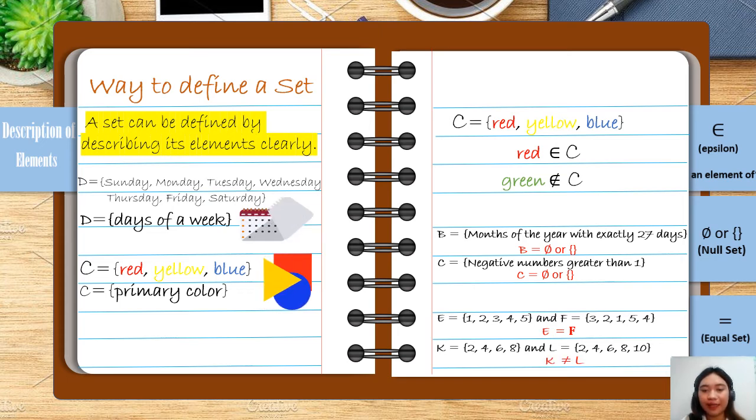Let's have K. K is not equal to L because K and L do not contain exactly the same elements. As you can see, in set L, we have 10. But in set K, we don't have 10. Therefore, K is not equal to L.